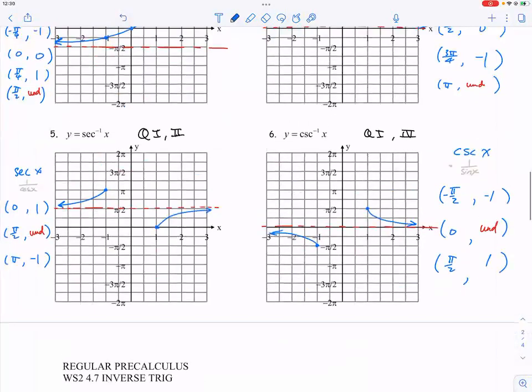But you can only explain the weird shape of the graph by knowing these secant or cosecant values. If not, I would say it's just hard to fathom, to make sense out of these weird looking shapes.